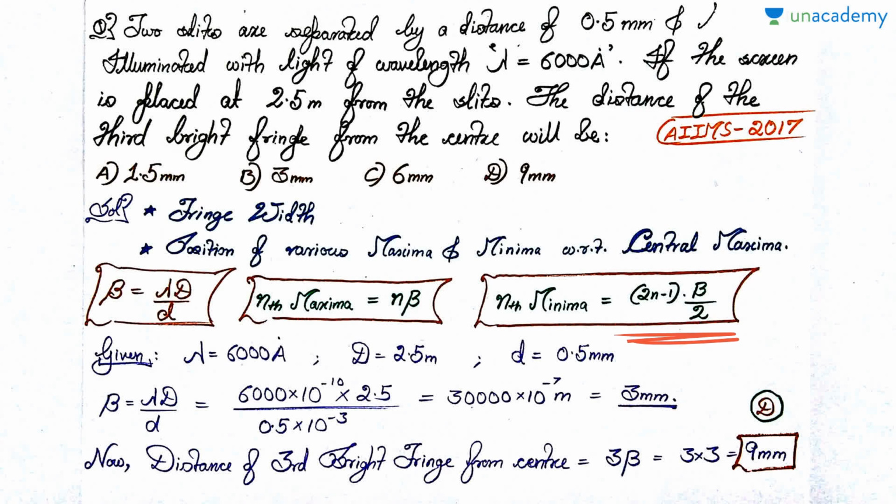When you substitute here, you have to find the third bright fringe. So you'll use this formula, not this, because you need maxima. Bright fringe corresponds to maxima; if it were a dark fringe, then it would have corresponded to minima. So you use n beta, 3 into beta, which will be equal to 9 millimeters. So option D would be your correct answer. Alright, so remember these formulas, and in future if a question with minima is asked, or a dark fringe is asked instead of a bright fringe, then you can use this formula for answering.